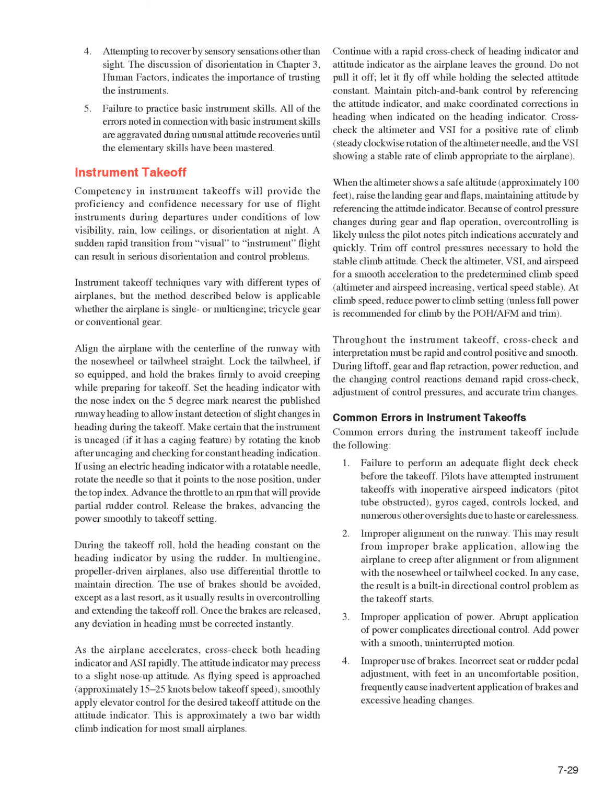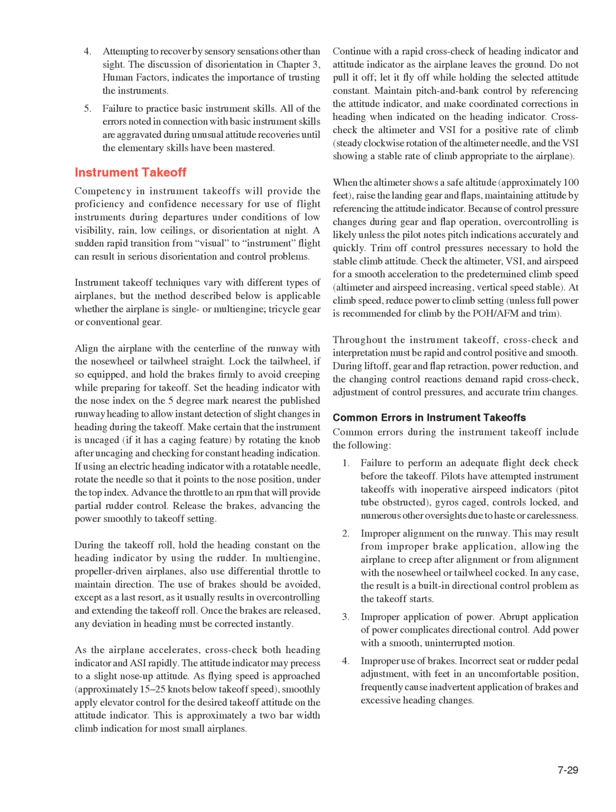Advance the throttle to an RPM that will provide partial rudder control. Release the brakes, advancing the power smoothly to takeoff setting. During the takeoff roll, hold the heading constant on the heading indicator by using the rudder. In multi-engine, propeller-driven airplanes, also use differential throttle to maintain direction. The use of brakes should be avoided, except as a last resort, as it usually results in over-controlling and extending the takeoff roll. Once the brakes are released, any deviation in heading must be corrected instantly.